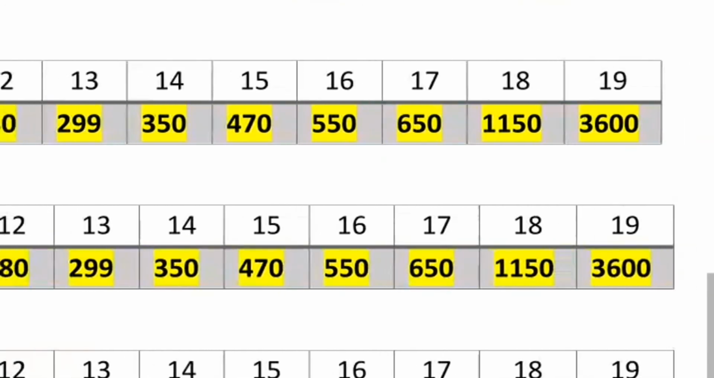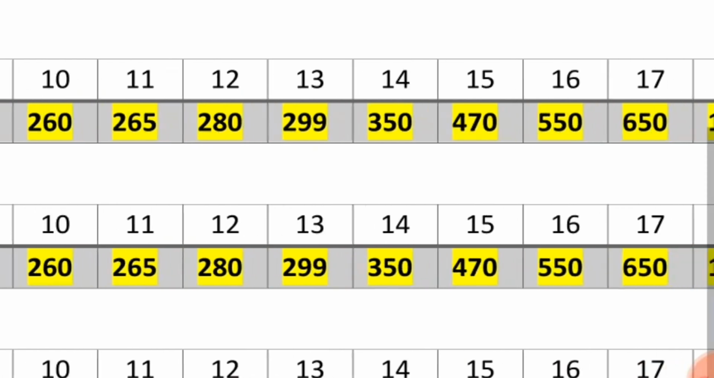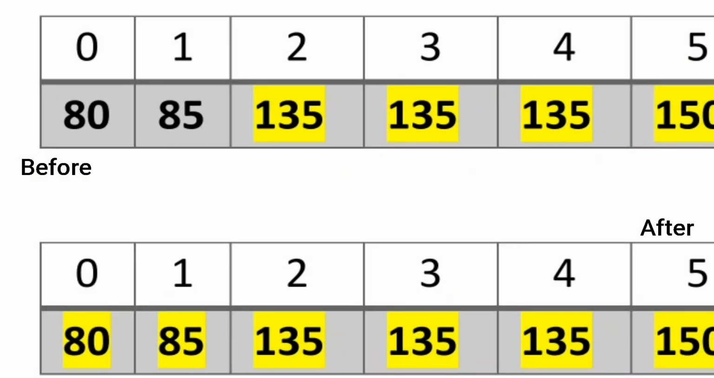Then, balik tayo sa index 0. So, 135 is greater than 80 and 85. So, yung 135 is nag-swap sa index 2. Then, we have 18 sorted elements. Then, balik tayo sa index 0. So, 80 is not greater than 85. So, bale, ito na yung final sorted list ng aking prices.